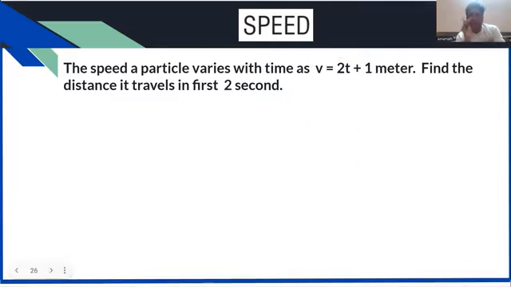So try the next question. This is also the first 2 seconds. First 2 seconds means 0 to 2 seconds. The speed of a particle varies with time as v equal to 2t plus 1. Find the distance it travels in the first 2 seconds.